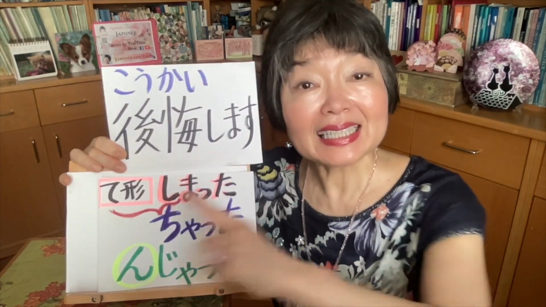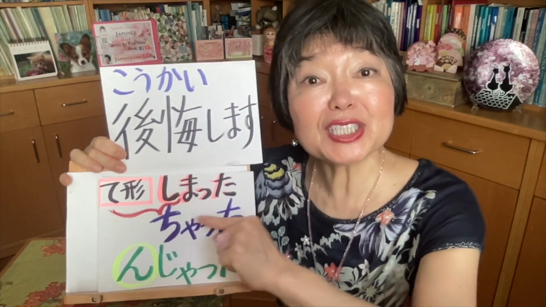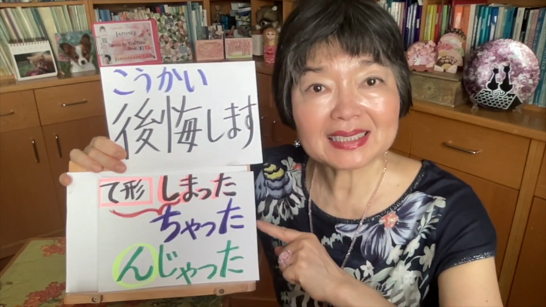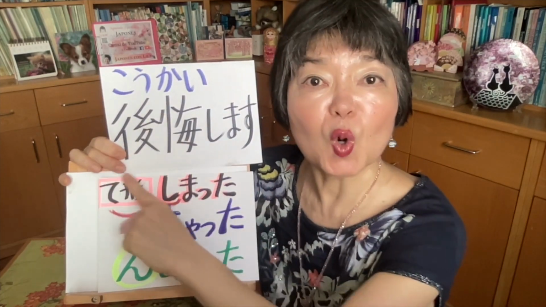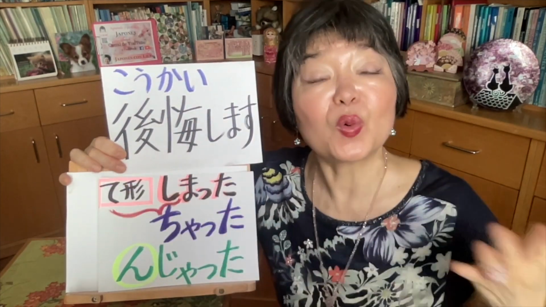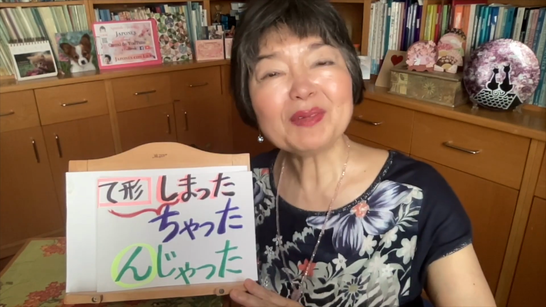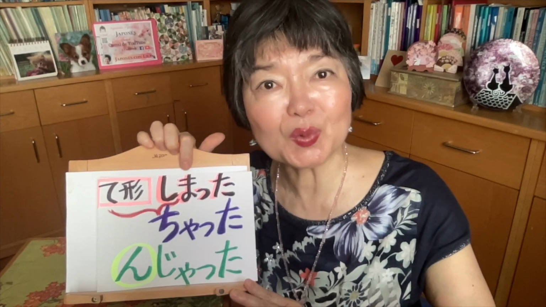Today we learned the te form of the verb and shimatta in the past tense and to express the regret, 後悔, regret, or also embarrassment. I'm going to continue this form, te form and shimatta, in the next video too, but with different meaning.